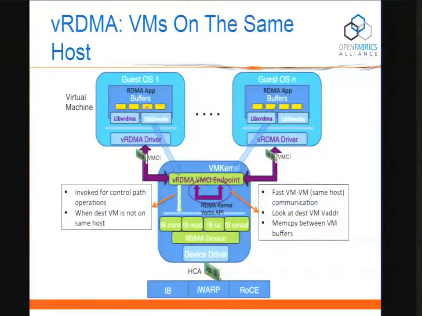Now, when the VMs are communicating on the same host, you don't need an RDMA stack in the hypervisor. You can essentially bypass it, and what you need to translate that RDMA post-send verb to is something as simple as a mem copy from a source to a destination buffer. And then you complete the RDMA operation.